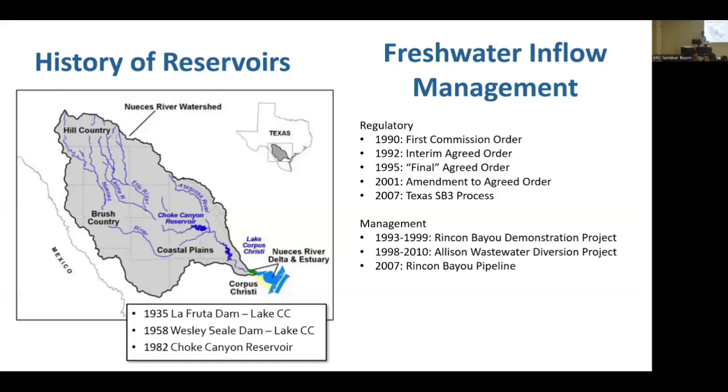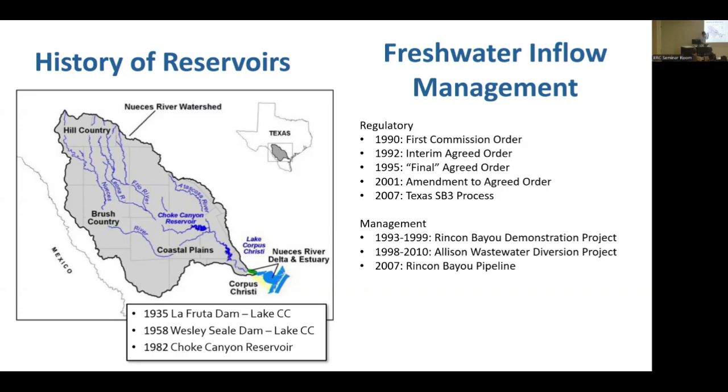Back in the late 70s, early 80s, there was enough science, there was enough data at the time that regulators recognized that estuaries need freshwater inflow. And so subsequently in the late 80s and throughout the 90s and early 2000s, there were a series of agreed orders, which I have listed here. Now I could probably talk about what each one of these did and spend about 30 minutes to an hour talking through these, but I'll spare you that.